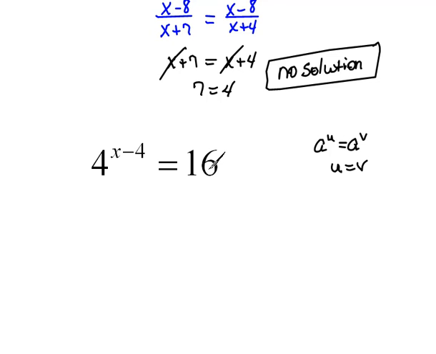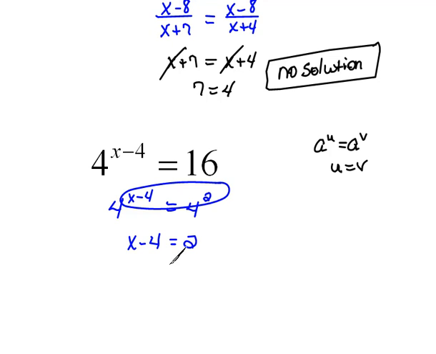So looking at our problem, we actually could get those bases to be the same thing, because we could rewrite 16 as 4 squared. So this would now be 4 to the x minus 4 equals 4 squared. Our bases now are the same, so our exponents have to equal each other. X minus 4 has to equal 2. Now if I add 4 to both sides, then we get x equals 6.